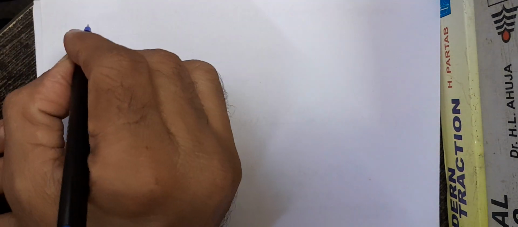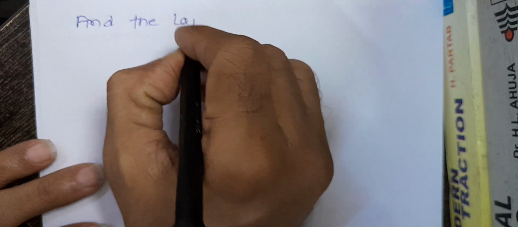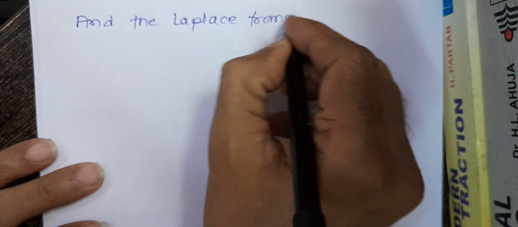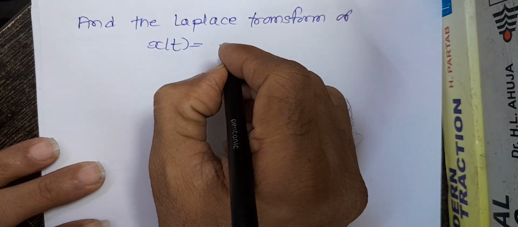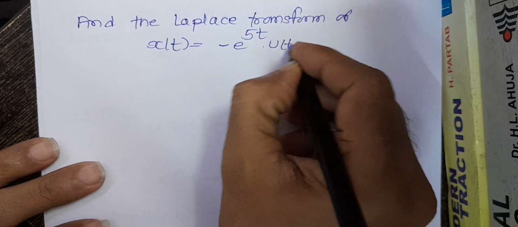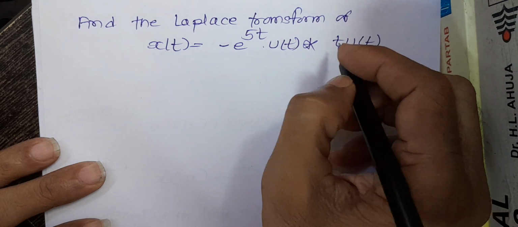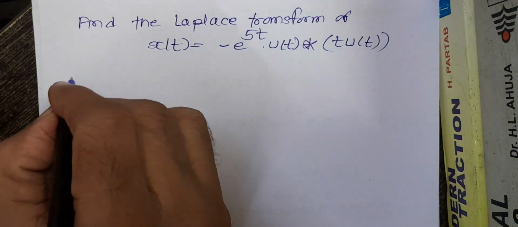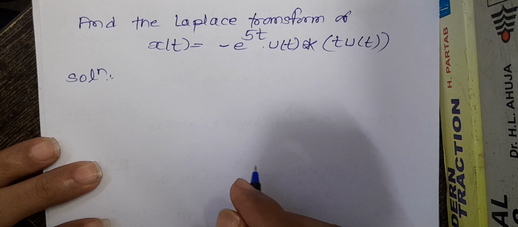Next is, find the Laplace transform of x of t is equal to minus e raised to power 5t into u of t convolved with t into u of t. So we have to find the Laplace transform of this. So we have to use these properties. Just we have seen the properties, and for that we have to use them.